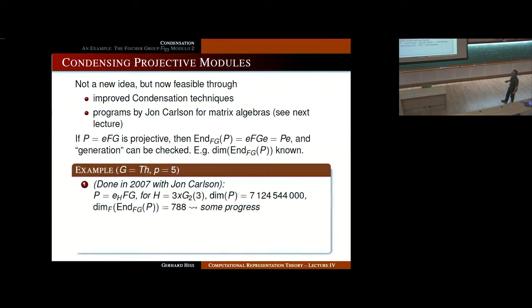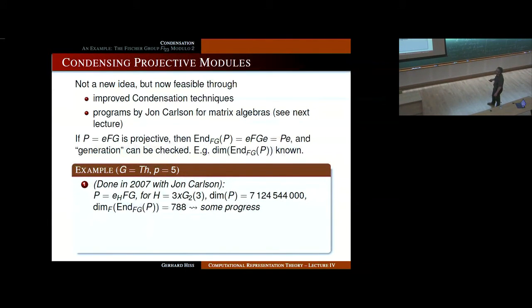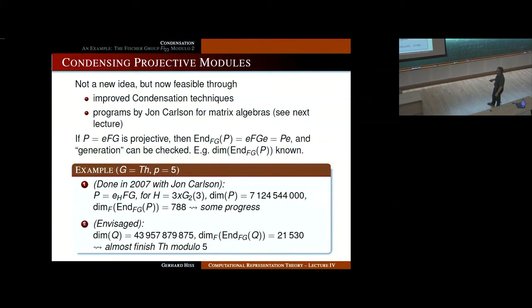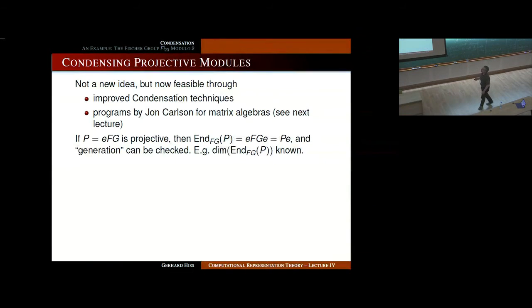So this is something we want to exploit in the Thompson group, modulo 5. We have already made some progress some time ago, where we condensed the projective module of this dimension, but we need to condense a module of this dimension, and so we have not done this.